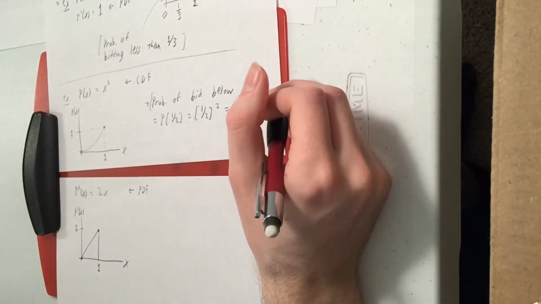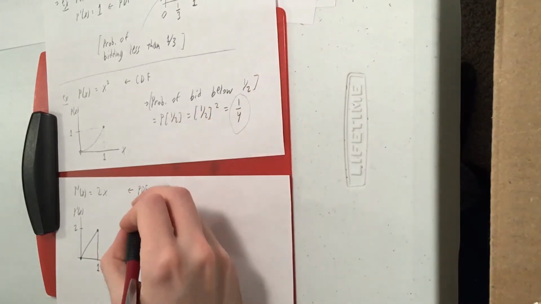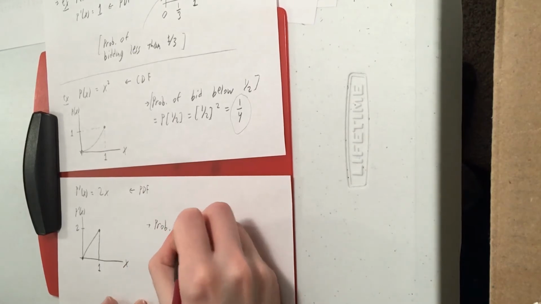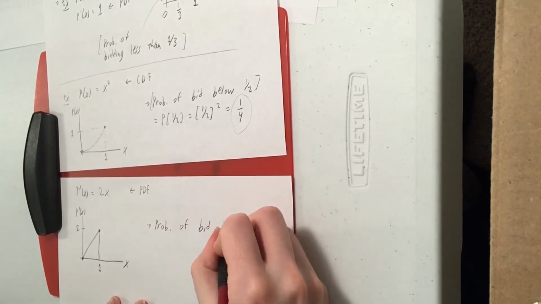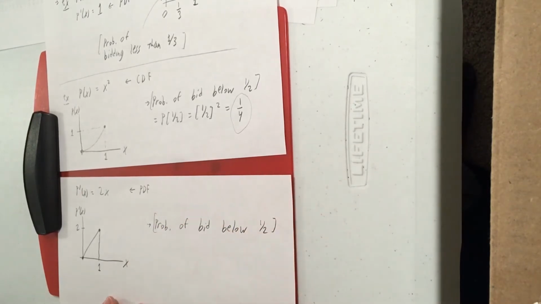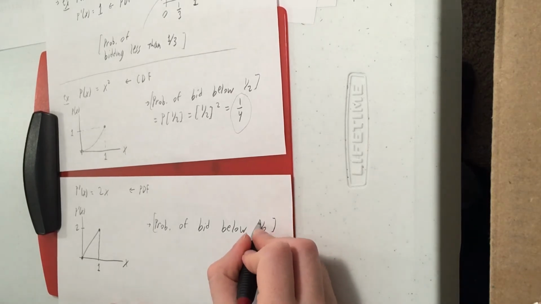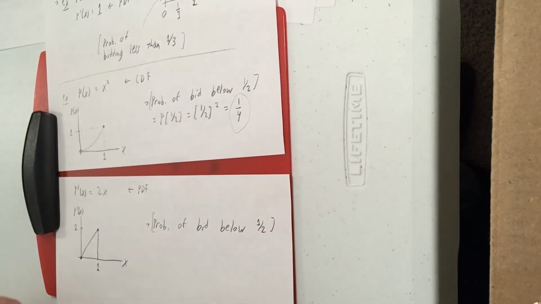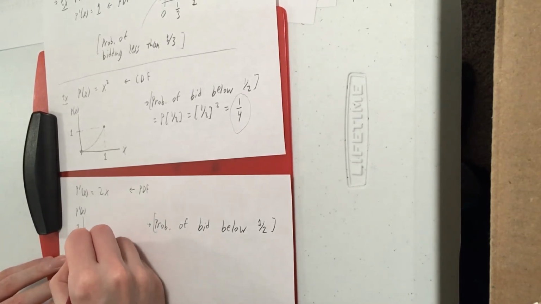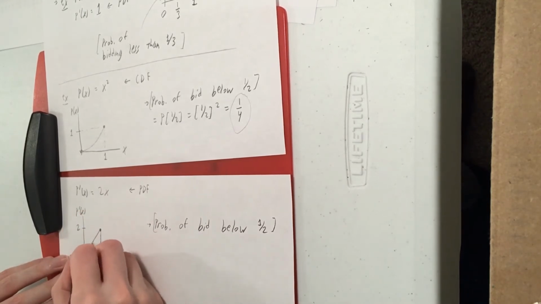So I said we can verify that you get the same answer with this different approach. So what's the probability of a bid below 1/2? Well, because we have a PDF here, not a CDF, what you've got to do is look at the area under it. So 1/2 is going to be over here. So we're trying to find this area.